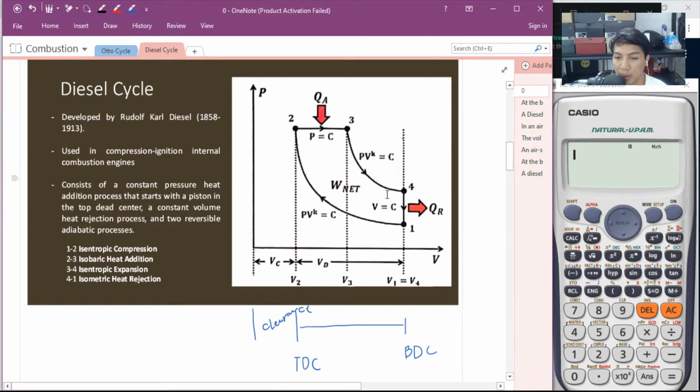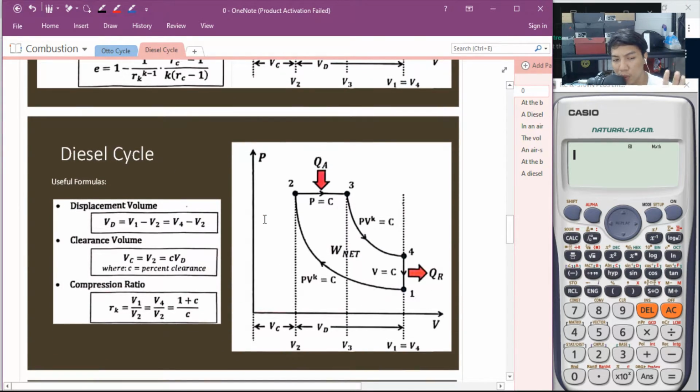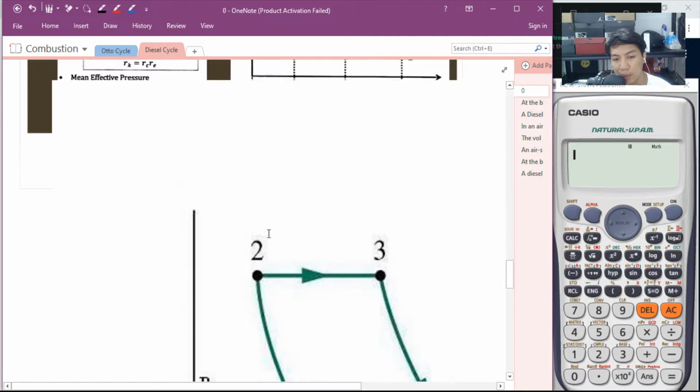Okay? Now, let's go to the formulas. There, you can see the summary of the formulas. They are no longer derived, but I want you to always remember how to derive them whenever you need to.